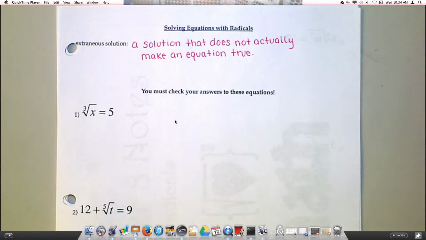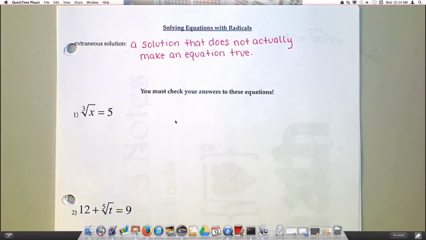So you might solve one of these equations, do the whole thing correctly. I mean, it's not that you made a mistake. You did the entire thing correctly, get an answer, and when you plug it back in, it doesn't actually work. Okay? That happens sometimes. It's not often, but sometimes. For that reason, it is critical that you check your answers to these equations.